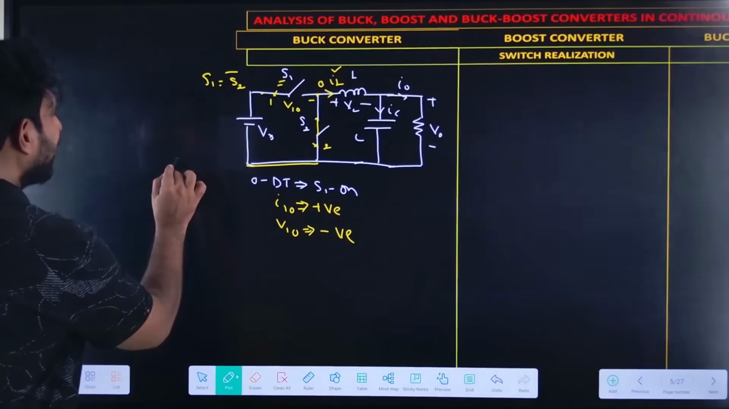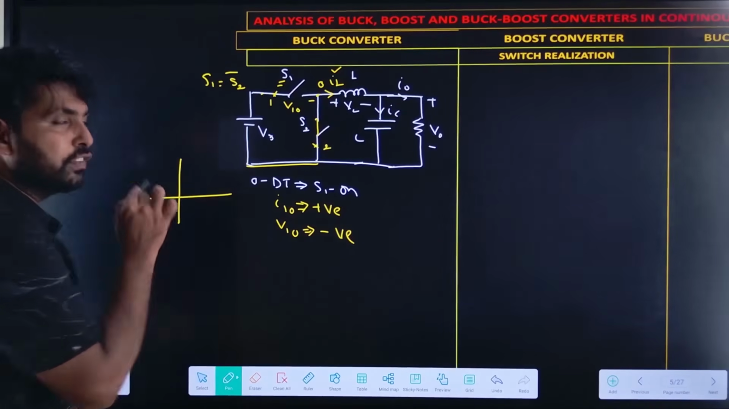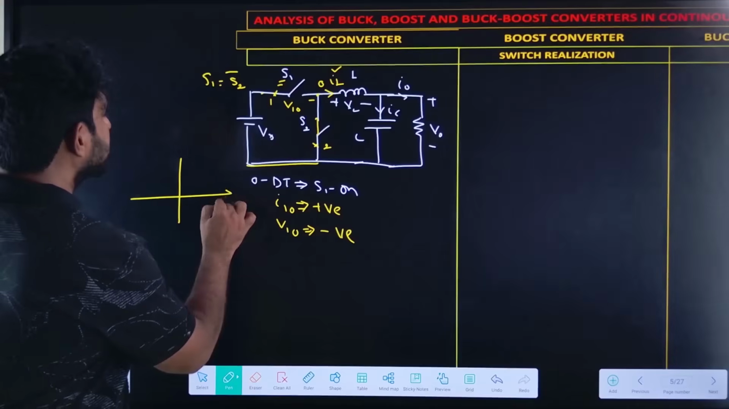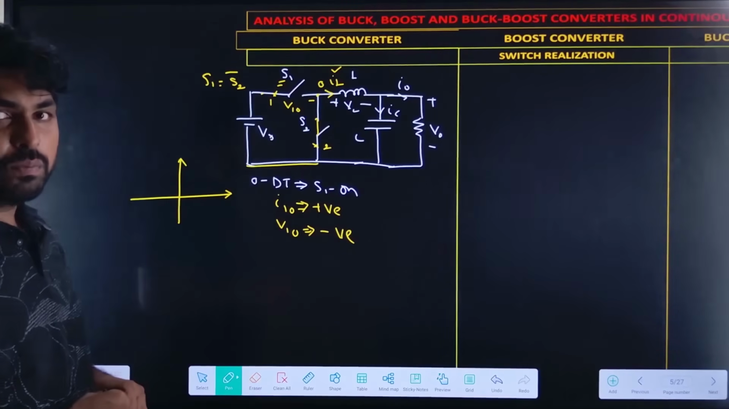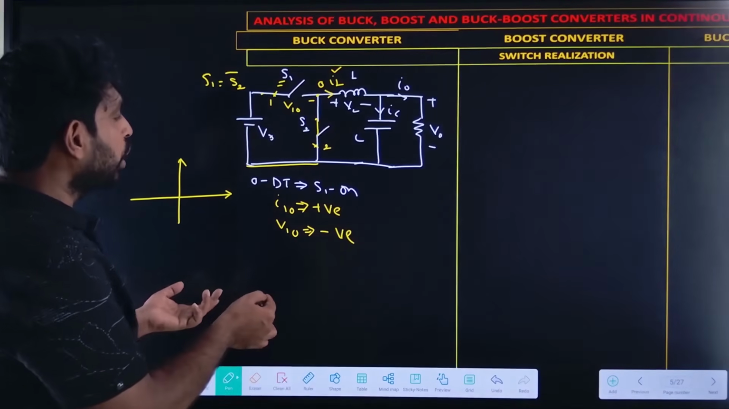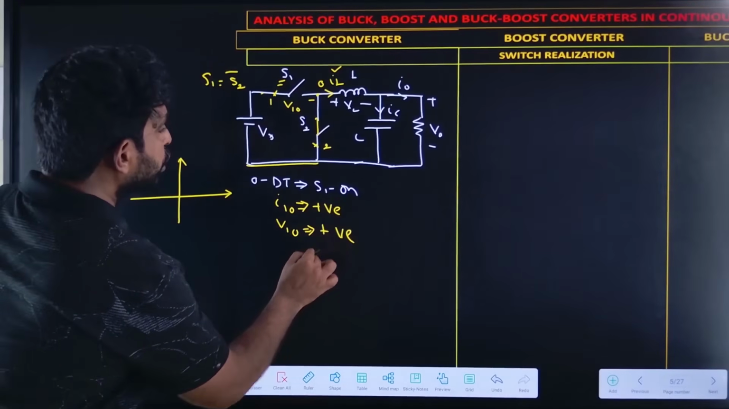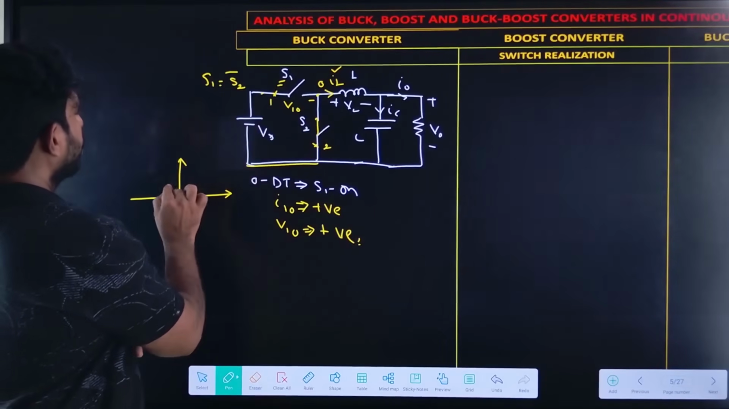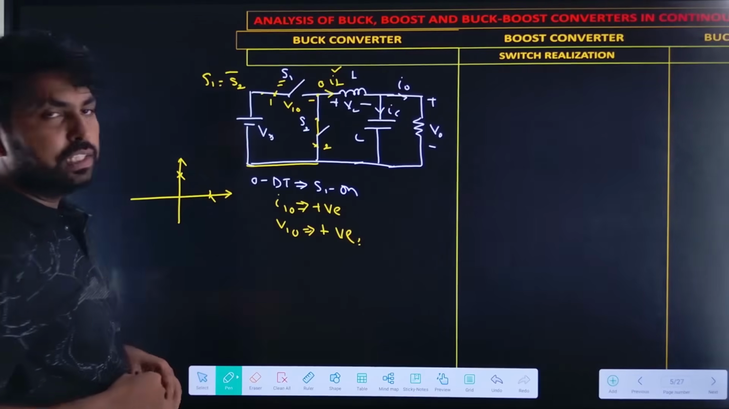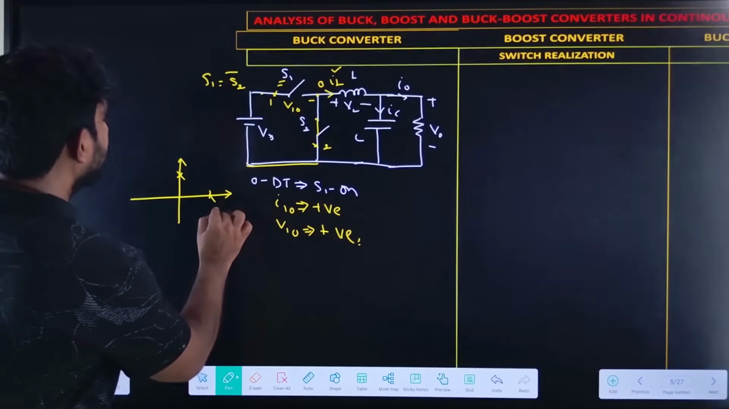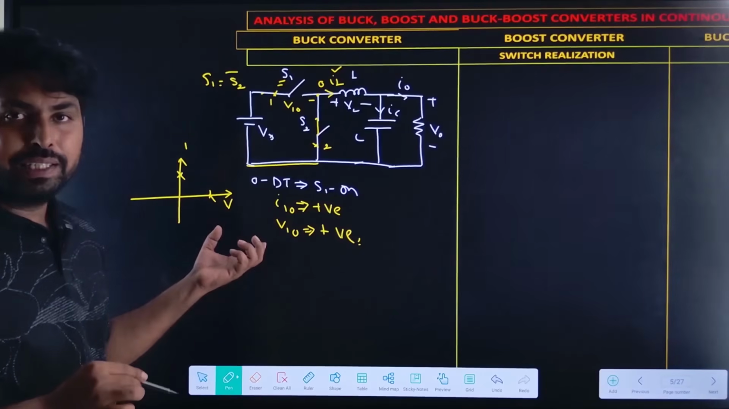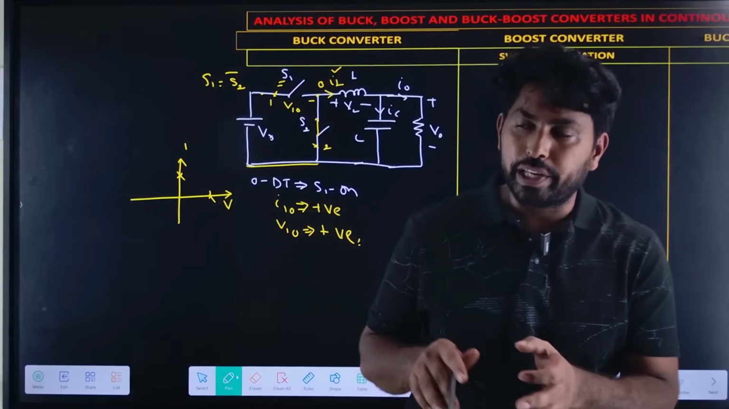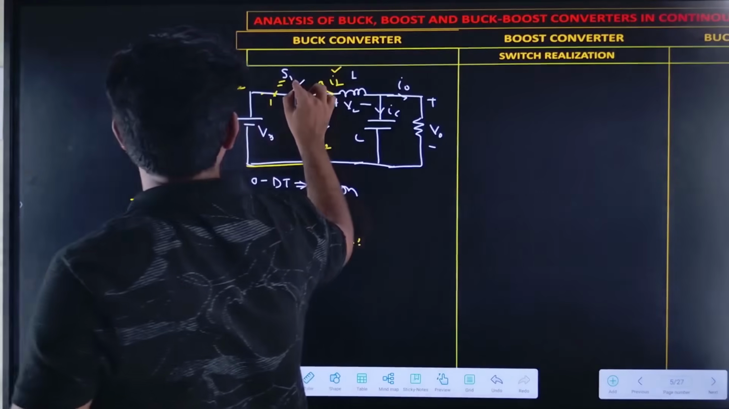Now, if I draw the VI characteristics of the switch, how would it be? The voltage is positive and the current is also positive. So V10 is also positive. If voltage and current both are positive, the switch can be a transistor, IGBT or a MOSFET. So any of these switches you can replace with S1.